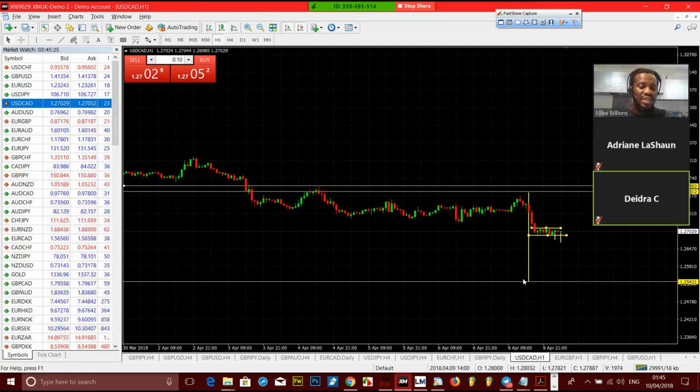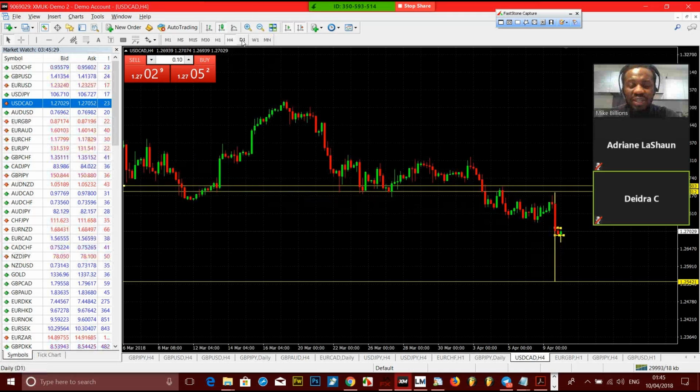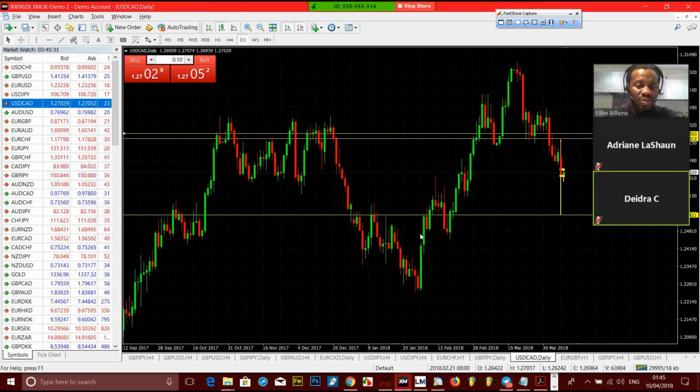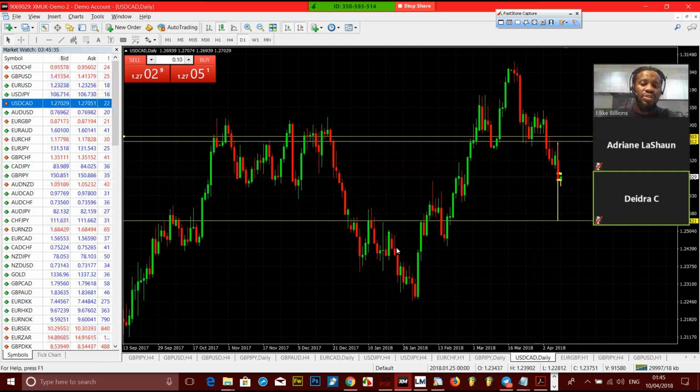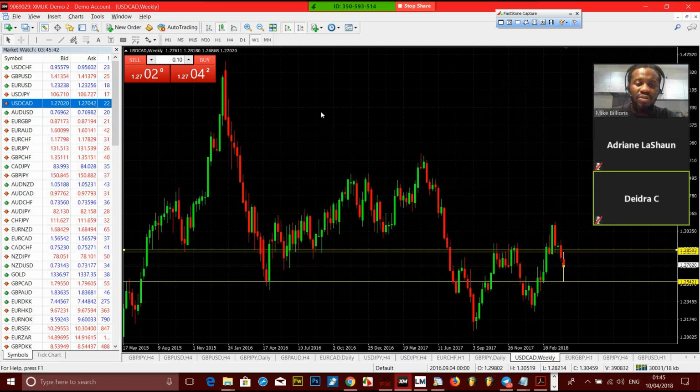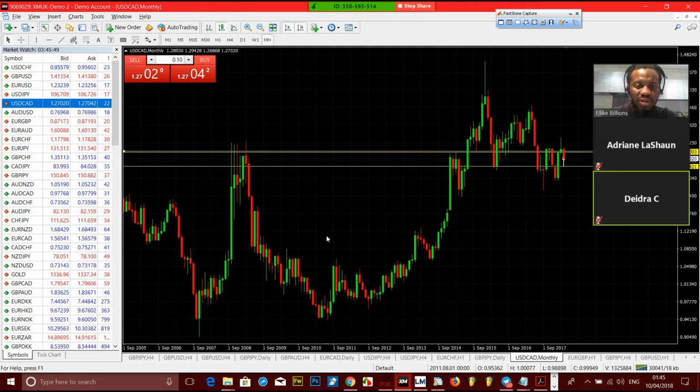Then when it gets to this level, you could still see some more move to the downside, possibly, because you still see some levels here. As far as I'm concerned, this is a reversal happening right now, so it could still come down, somewhere. Let me see, to monthly. Okay, it could still come down as low as this area.